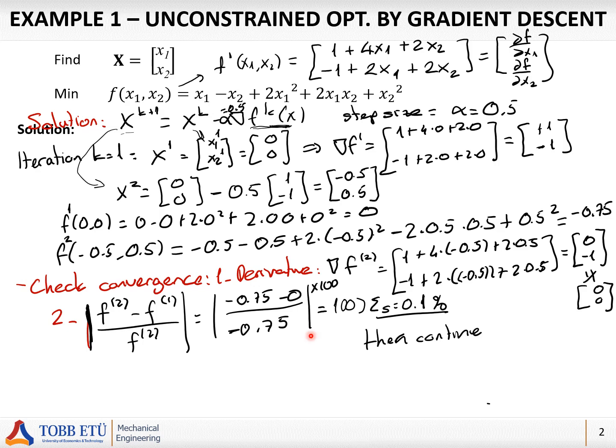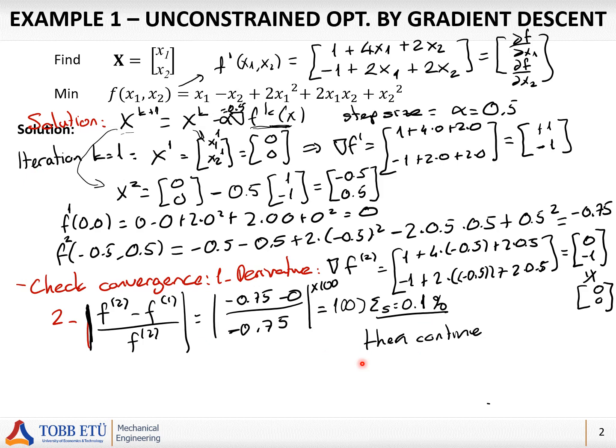So you can check both of them or either of them. Actually, it's better to check this because the derivative may never be 0, but it can converge here, and we can stop when this converges. Also, you can set a stopping criterion for the iteration number. For example, after 100 iterations, stop, no matter what the convergence is, to eliminate the computational cost.